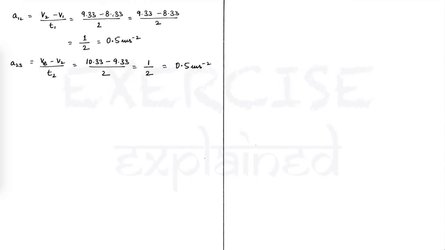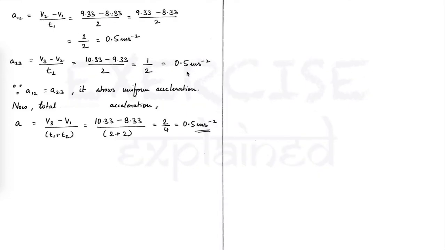Now I would be finding the next acceleration, that would be v3 minus v2 divided by t2. So v3 was 10.33 minus 9.33 divided by 2. Here again I get 1 divided by 2, again 0.5 meter per second square. Now, since we can see that the acceleration for the first case is equal to the acceleration for the second case, we can say that it is uniform acceleration.